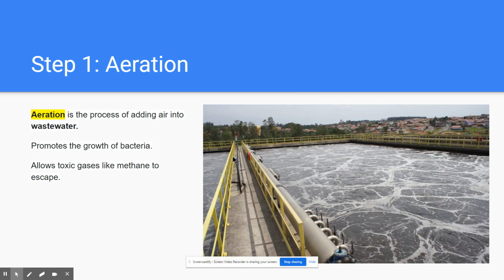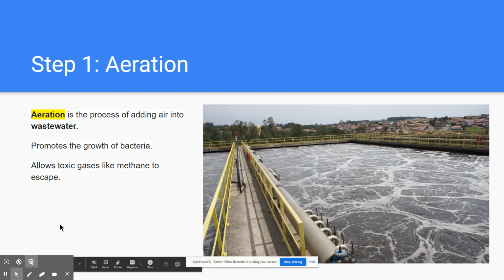This also allows the gases that are in our waste, like methane, to escape the surface. So typically, if you were standing where this person took this picture, number one, it would smell really bad, because what's happening here is you're churning up, mixing around this water and pumping air into it to get it flowing, to get it moving, and to allow the gases to escape on the surface. And in the model that you're going to see in my YouTube video, I think you'll get a good understanding of what I mean by that. So step 1 is aeration, adding air to it.